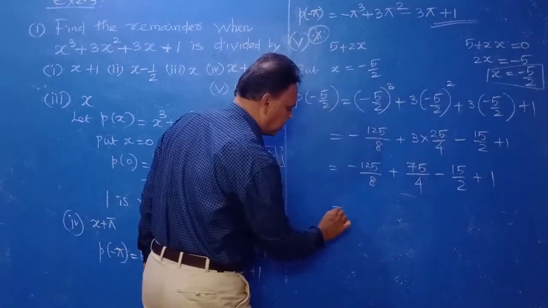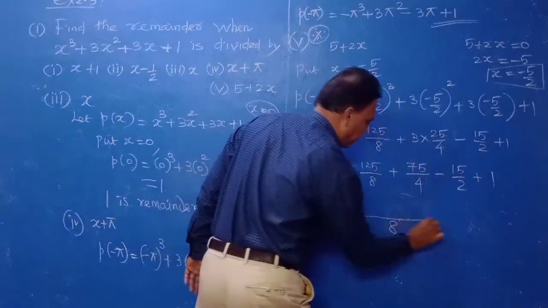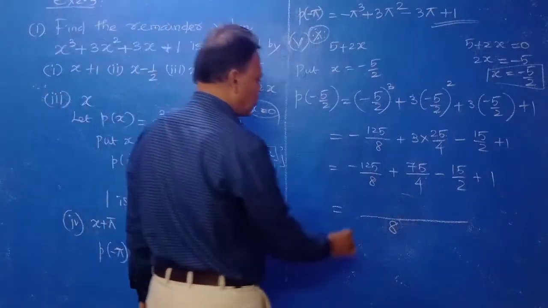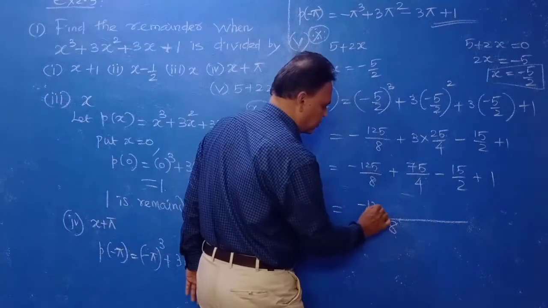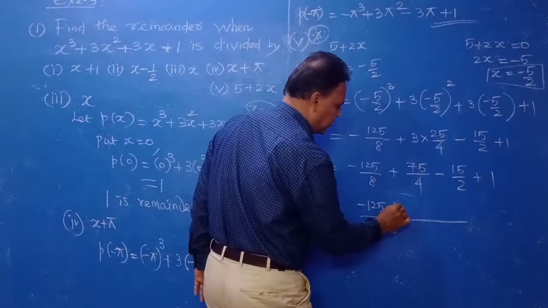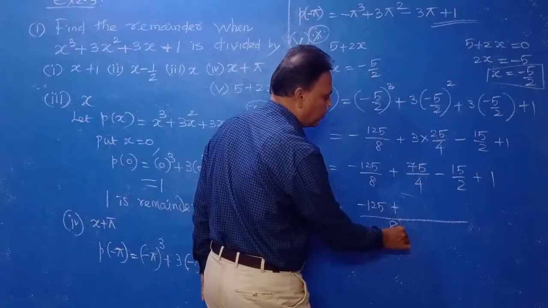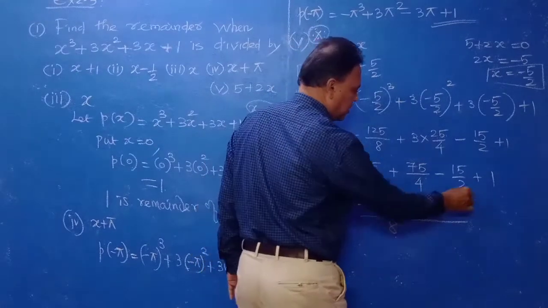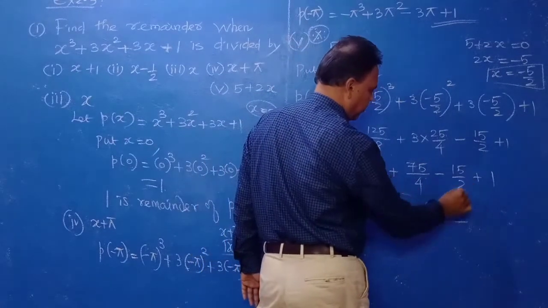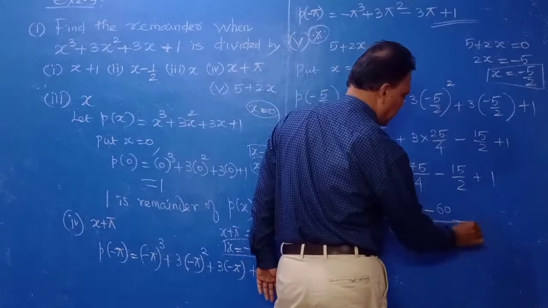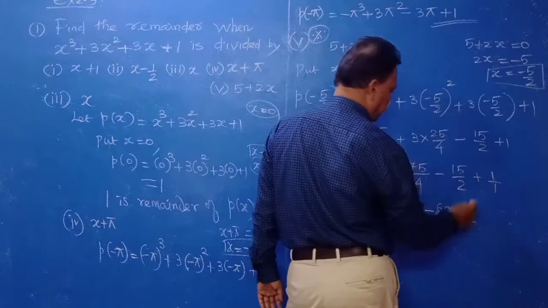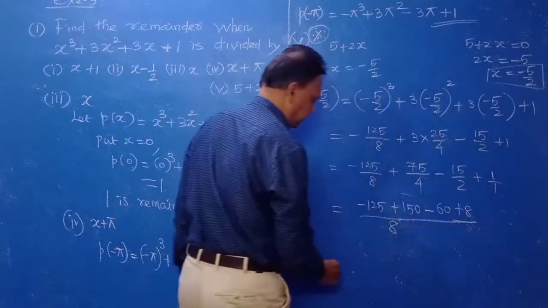So again 8 is the LCM. Take 8 as the LCM, right? So dividing, 1 into minus 125, minus 125, plus here 2 into 1 is 150 by 4 divide, 4 into 15, 60. Then the denominator is here by 1, so 1 divided by 8, 8 multiply, plus 8. Right?